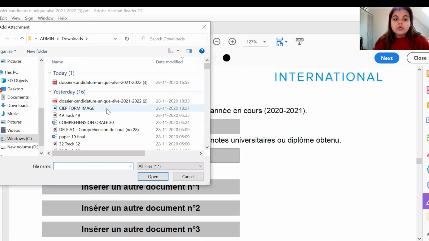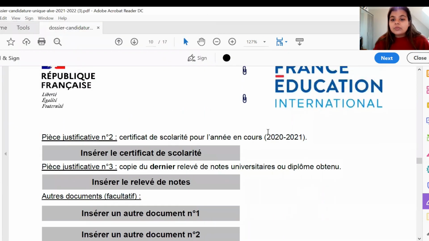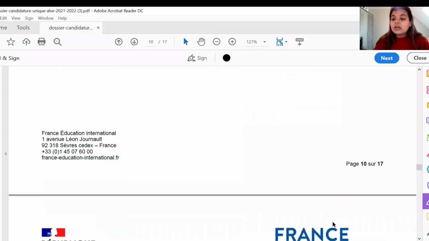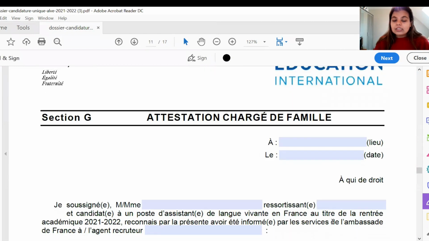So once you upload a file, I'll tell you what you will see. You will see two clips, that means your files have been attached. Okay, so you don't need to worry that it's not attached anywhere.